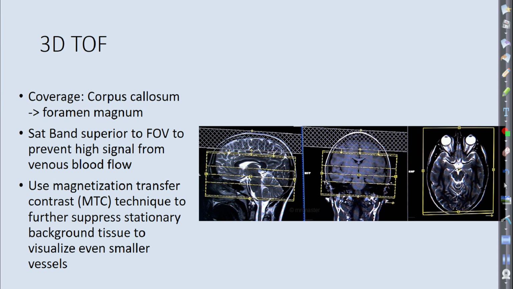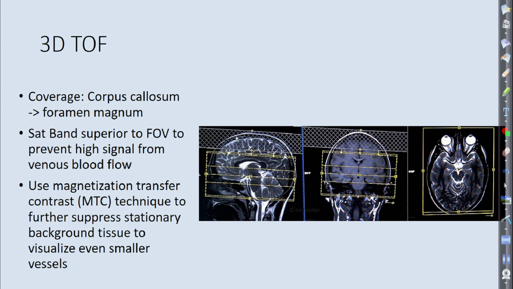All right, coverage. We need to cover from slightly above the corpus callosum. We're still angling with the corpus callosum down to at least the foramen magnum. So that's where the circle of Willis really is. So the vertebral arteries and the carotid arteries kind of end here, and then it starts to create the anterior and posterior circle of Willis.